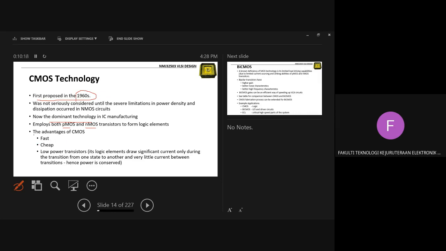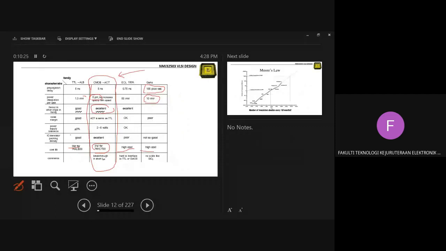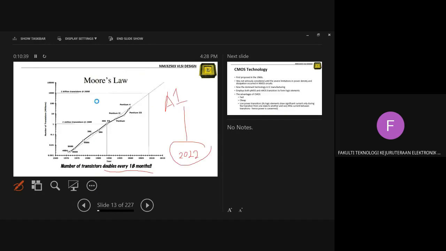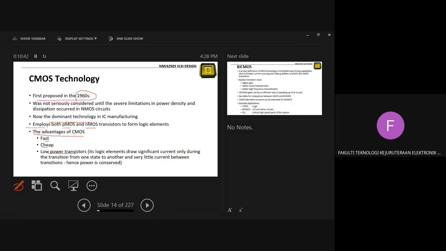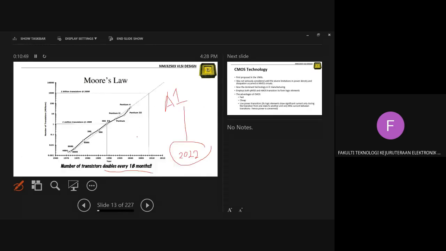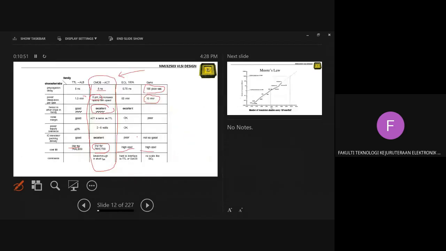And here are the advantages of CMOS: fast, cheap, and low power transistor. I think if you go back here, it's actually fairly aligned with this one. Faster, lower cost, and low power consumption, or low power dissipation. You can relate which one with the diagram that we have on the previous two slides. Slide number 13. Yeah, number 12.